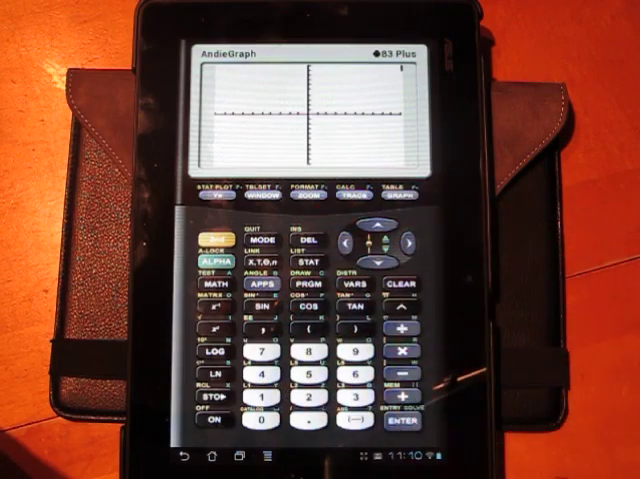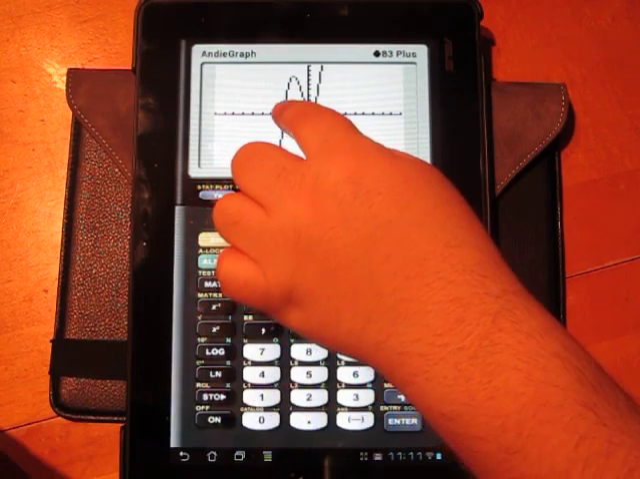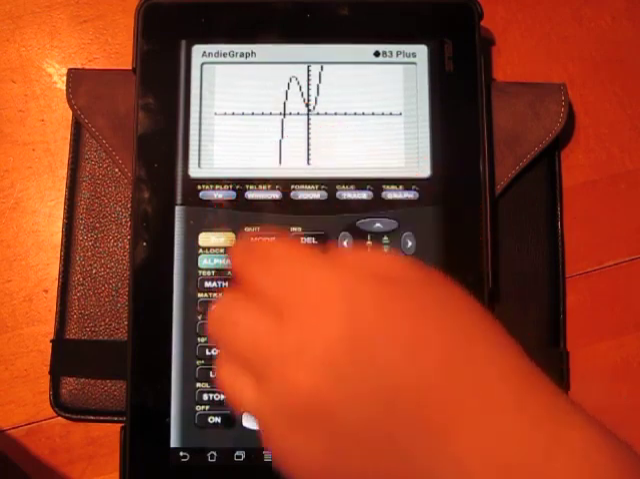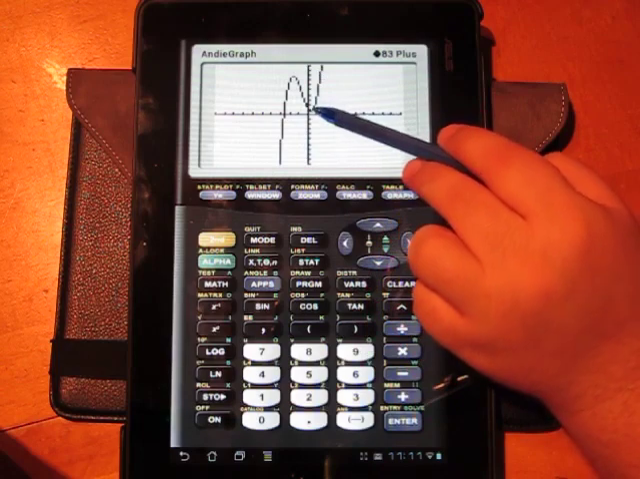So we'll hit graph again. And we get our cubic. We can calculate a 0 here. All right? Right here we have a 0. Here we have a maximum, and here we have a minimum.